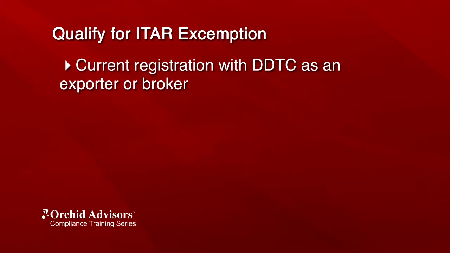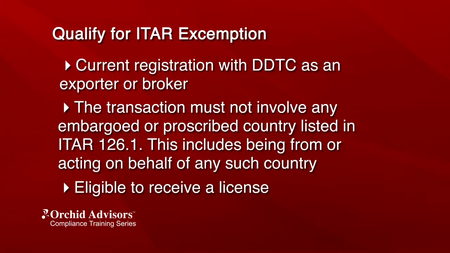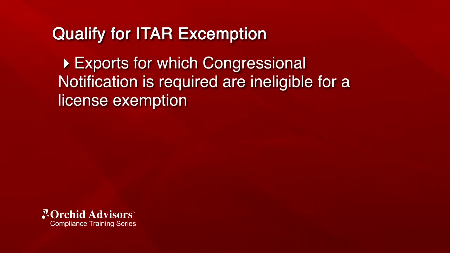an exporter or broker. The transaction must not involve any embargoed or proscribed country listed in ITAR 126.1. This includes being from or acting on behalf of any such country. Eligible to receive a license. Exports for which congressional notification is required are ineligible for a license exemption. In addition, it is important to remember record-keeping requirements and the Automated Export System Electronic Export Information Filing requirements.